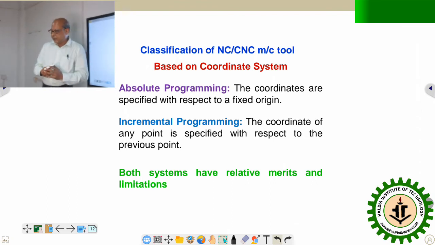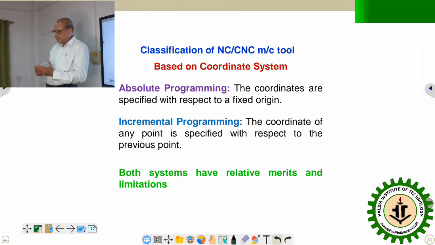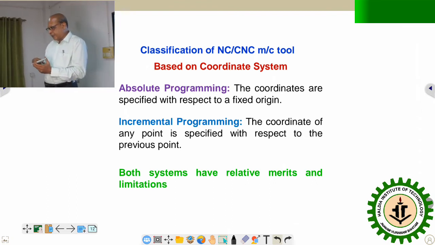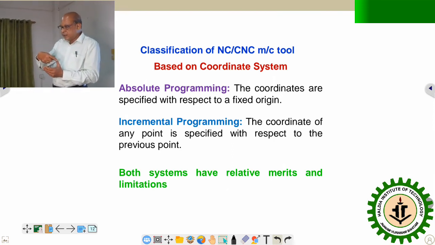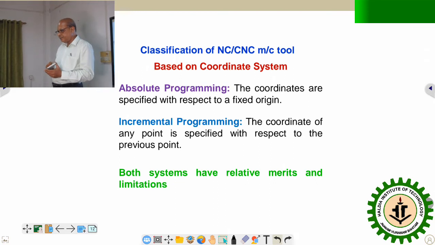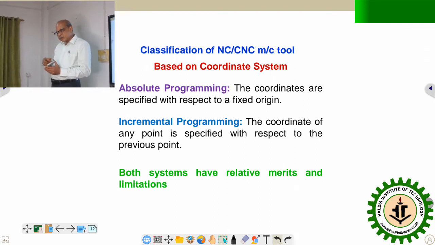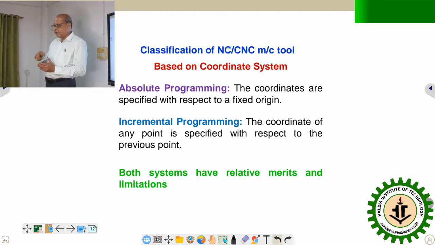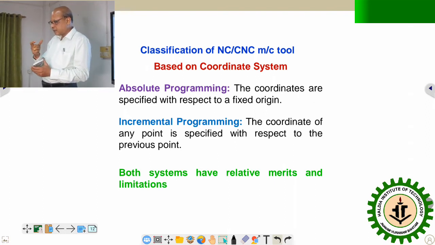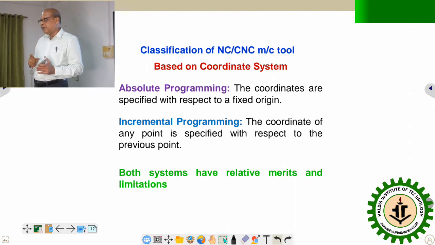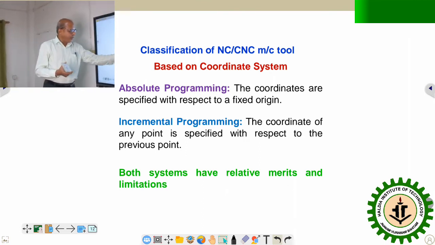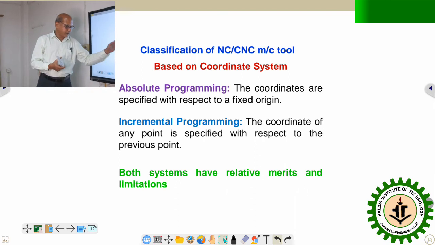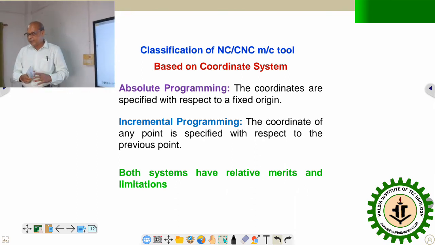But in case of incremental, first you define your origin and identify the first coordinate. While defining the second one, the first point becomes the origin. So in that case, you have to take the incremental distance, considering the plus and minus. That is the incremental mode. Now we can argue why both are required. Both have certain relative merits and demerits.